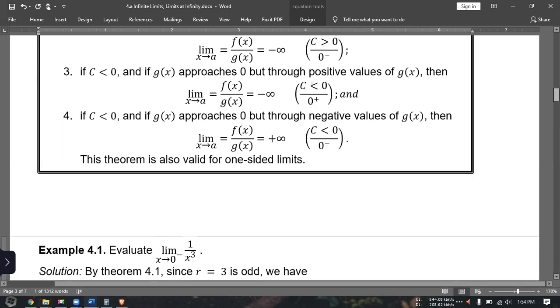When our numerator is negative and our denominator is approaching 0 from the positive side, therefore the given function is approaching negative infinity. Let's verify that. Ayun, which is true. Since our function is trying to approach negative infinity.